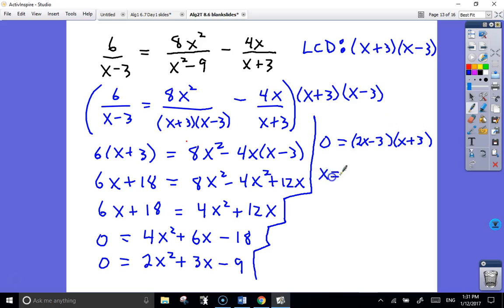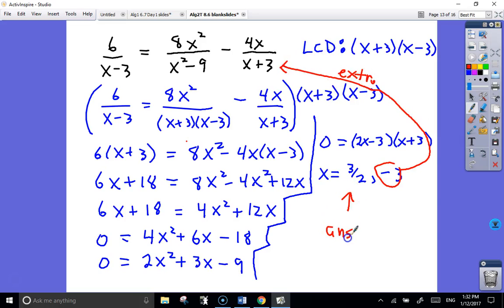So what are the answers? x equals 3 halves and negative 3. The last time we got 3 answers. This time we only got 2. But one of those is obviously still extraneous, so we've got to take that one out. This one is extraneous. So the only answer is 3 halves. So that was method 2.